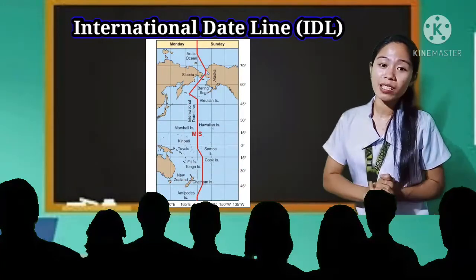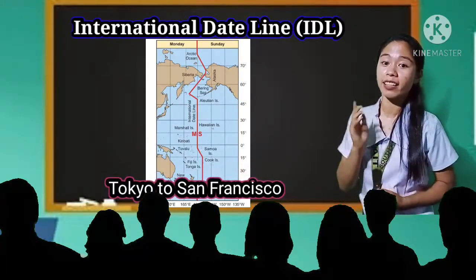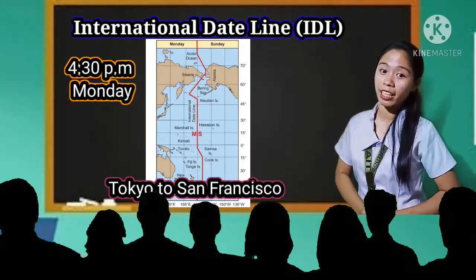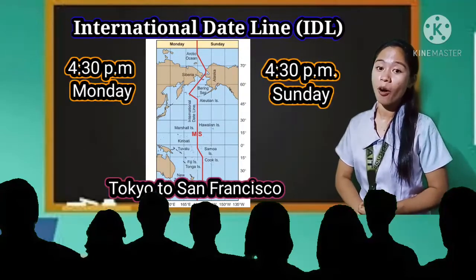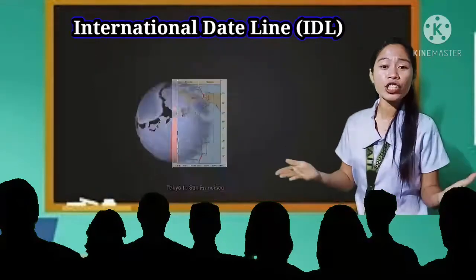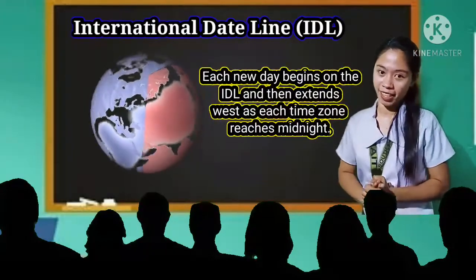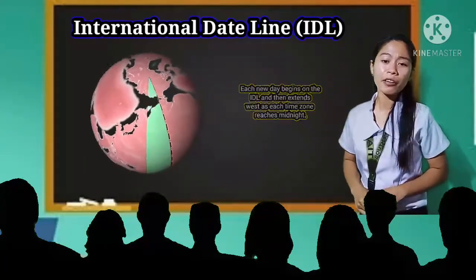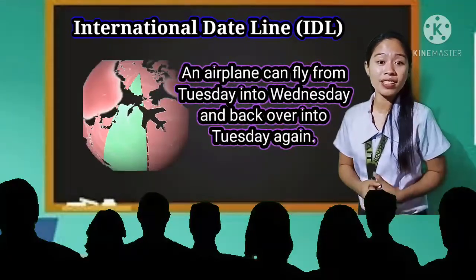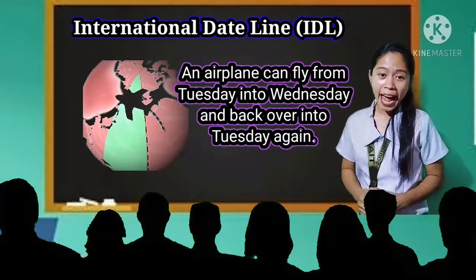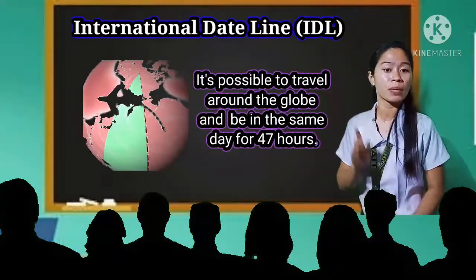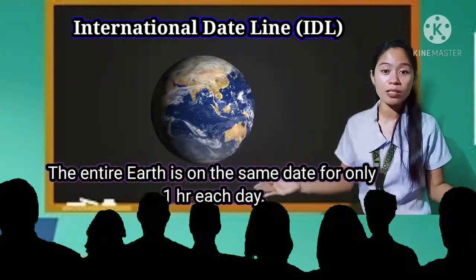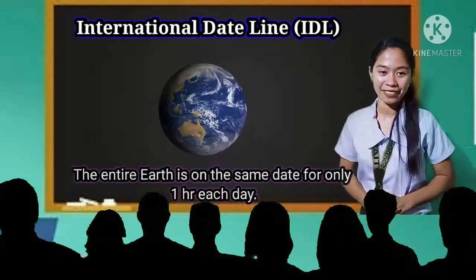Thus, if we're going east from Tokyo to San Francisco and it is 4:30 p.m. Monday just before we cross the international dateline, it will be 4:30 p.m. Sunday on the other side. Each new day first begins on the international dateline and then extends west as each time zone reaches midnight. An airplane can fly from Tuesday into Wednesday and then back over into Tuesday again. It's possible to travel around the globe and be in the same day for 47 hours. A little trivia, class: the entire Earth is on the same day for only 1 hour each day.